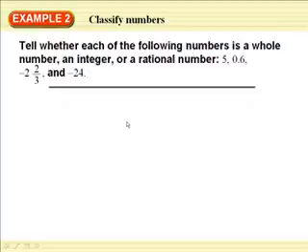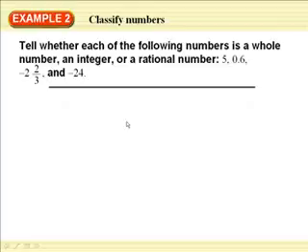All right, example number 2 says to classify numbers. When you classify something, you put it in groups. You put it in different situations. And what we're going to do is classify numbers into categories. We're going to say, is it a whole number, an integer, or a rational number?